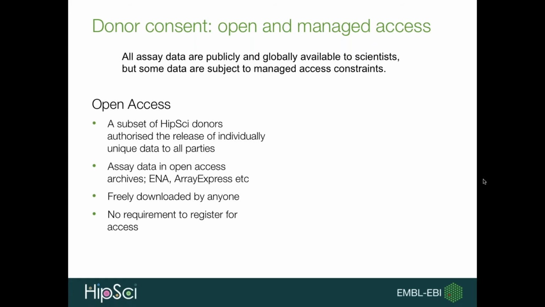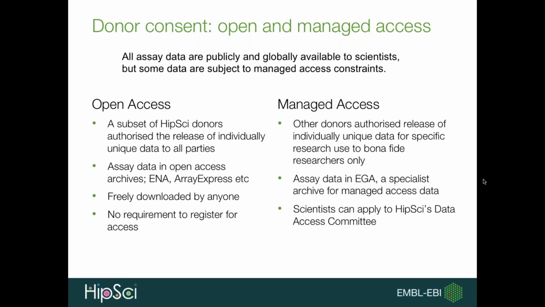So first of all, the open access data. This comes from a subset of the HipSci donors who authorized the release of individually unique data to all parties. So individually unique, this means genotypes basically, genetic data. These assay data go into open access archives like the ENA and ArrayExpress. And these data can be freely downloaded by anyone. You can just go to the archive, find the data, point and click, and you have the data. It's that easy. There's no requirement to register for access.